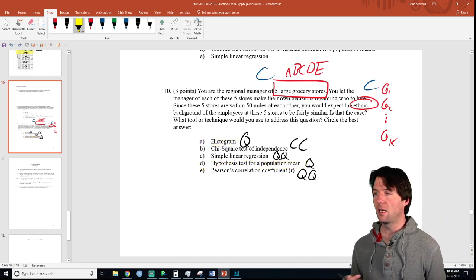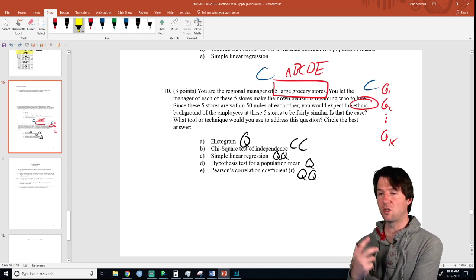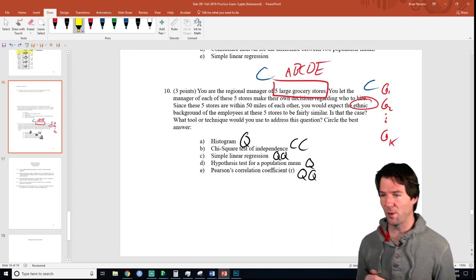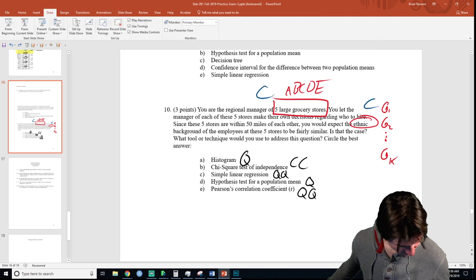So identifying, and here's the good news, if you identify that at least one of those is categorical, then it should eliminate to chi-squared. So I really like this one, and great question. Hopefully we go as in-depth as possible on these, but good question right there.